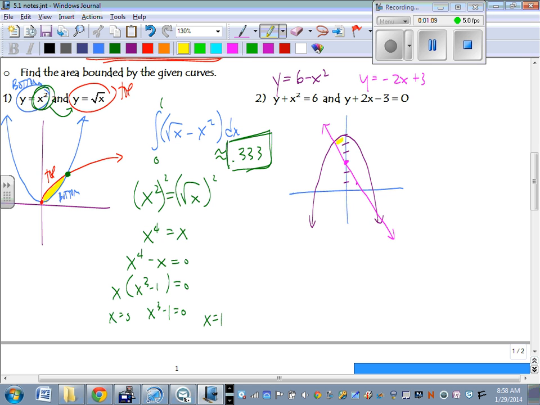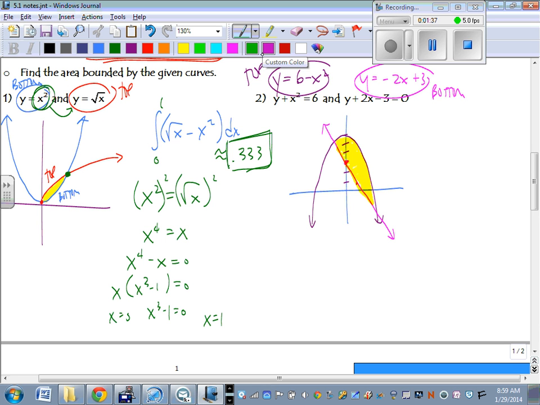So we need to look at this region. Figure out what region we are trying to find the area of, what's closed off by these graphs. So it's right here. That's closed off by the 2 graphs. In that region, which of the 2 graphs is our top function? Parabola, right? This is going to be our top function. And the line is going to be our bottom function.